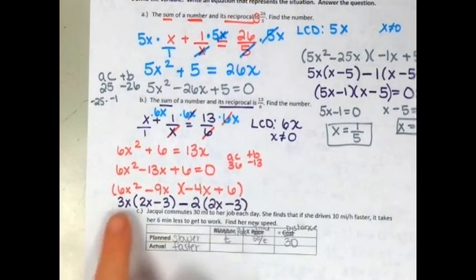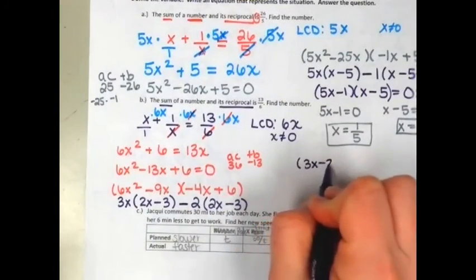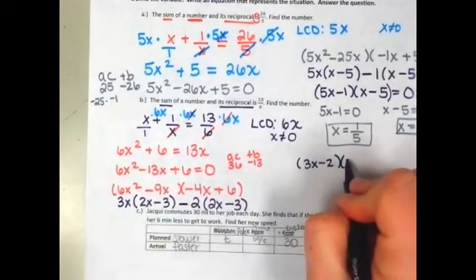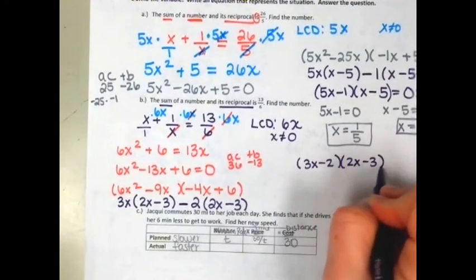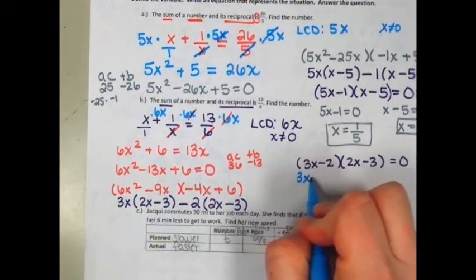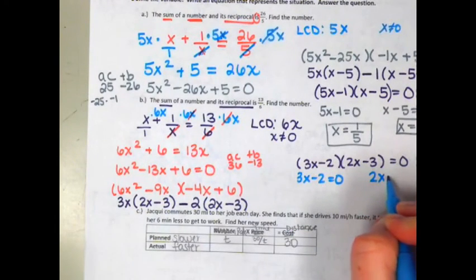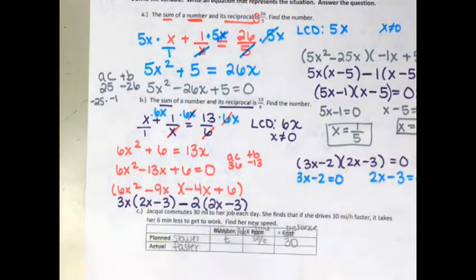So factored form, put my GCFs together, which is 3X minus 2, and then the other binomial, which was 2X minus 3 equals 0. So now we factored it. Now we actually have to solve it, right? So I'm going to set 3X minus 2 equal to 0. 2X minus 3 equals 0. So what are my two answers?